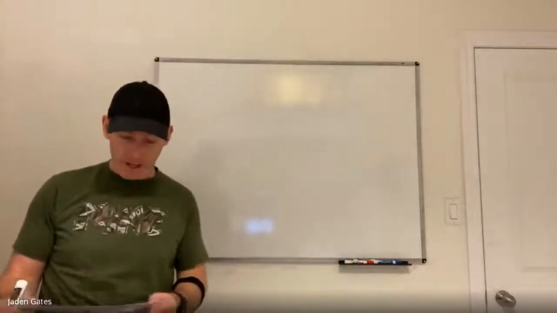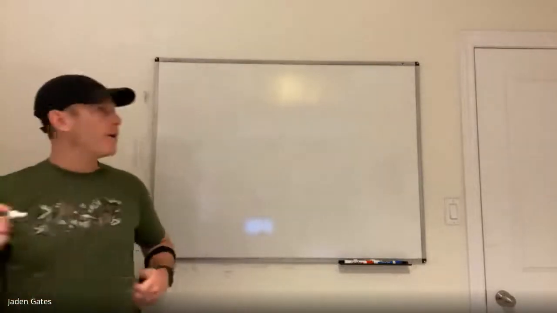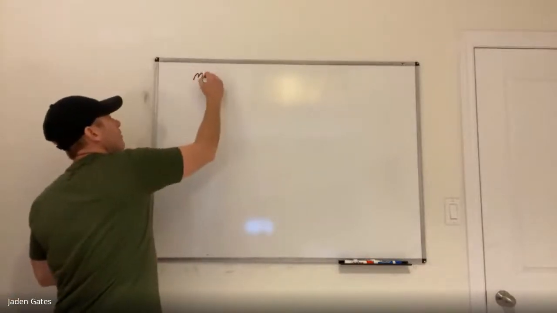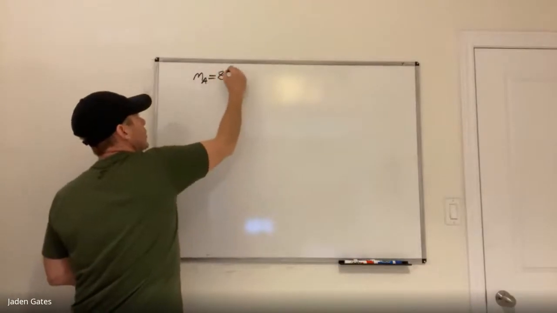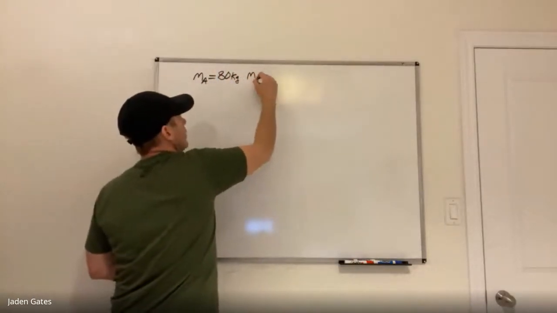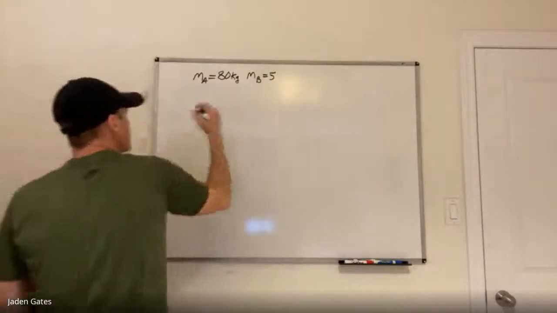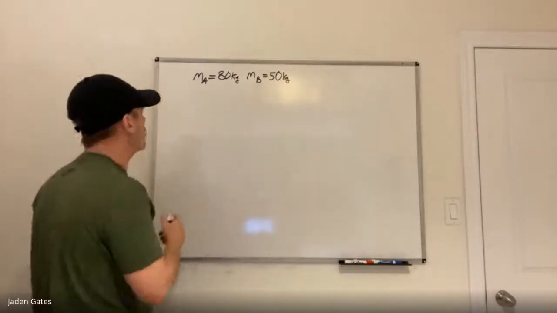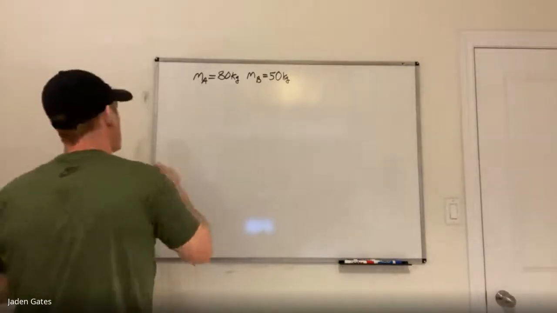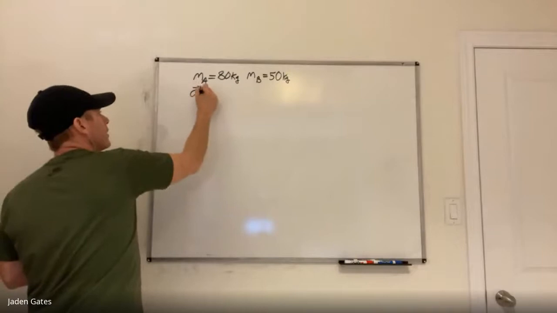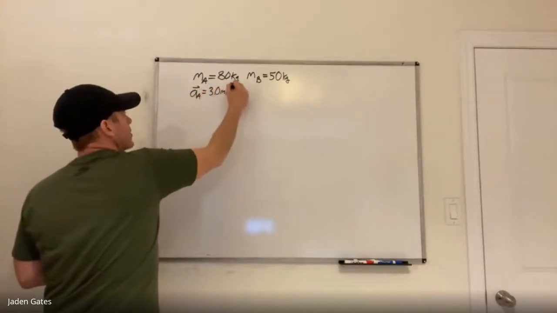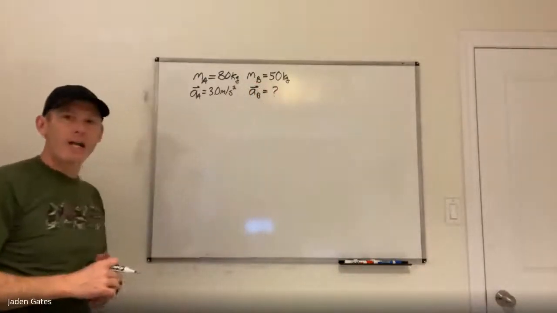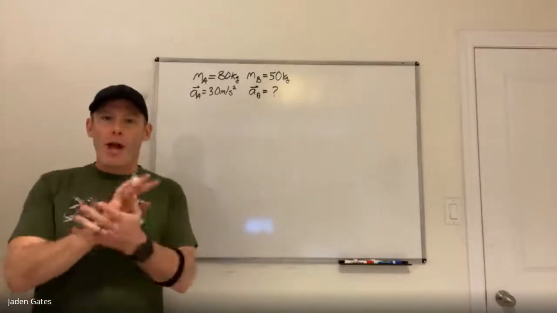Okay. Now, I'm going to write down a few things here. My first student, who's that? I'm going to say that's the big one. So the mass of person A is 80 kilograms. The mass of person B here is, what is it, 50? Yeah, 50 kilograms. All right, so we got our two people. The acceleration of person A is 3.0 meters per second squared. The acceleration of person B, we don't know. All right, now they push off each other. So A pushes on B and B pushes on A.